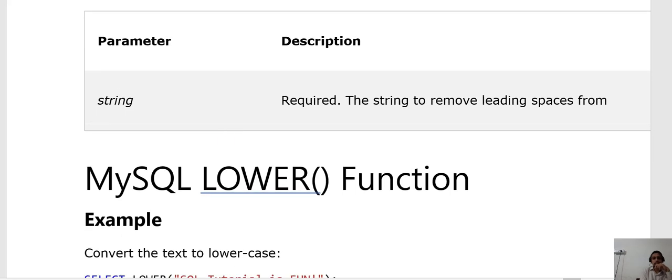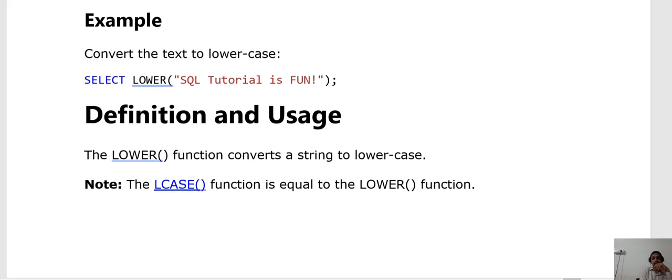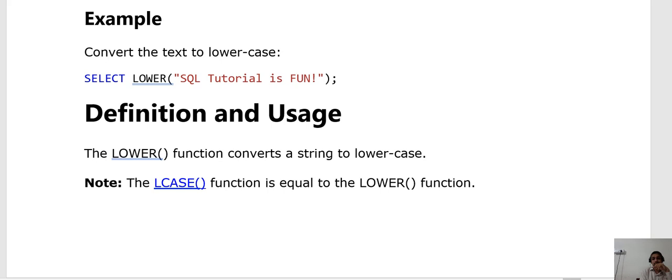The MySQL lower function converts text to lowercase. So: select lower SQL tutorial is fun. What will happen? It will convert into lowercase, that is, small characters only. So this function converts a string to lowercase. The lcase function is equal to lower. That means you can use two functions which are equal, and lower will do the same as lcase. So you can use either lower or lcase over here.